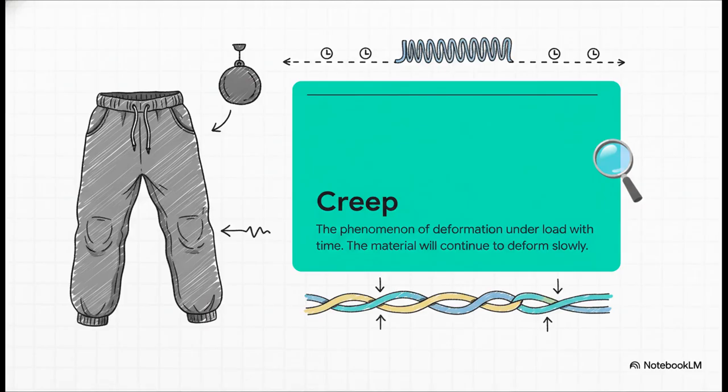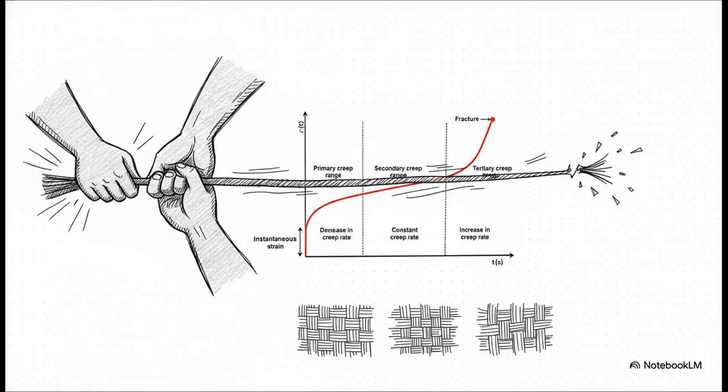All right, next up is a force you have definitely 100% experienced. It's called creep. You know how the knees in your favorite super comfy sweatpants get all baggy and stretched out over time? Yep, that's creep. It's just the slow, gradual stretch a fabric goes through when it's under a constant load, like your knees bending all day. This graph basically shows us the entire life story of a fiber under that kind of stress.